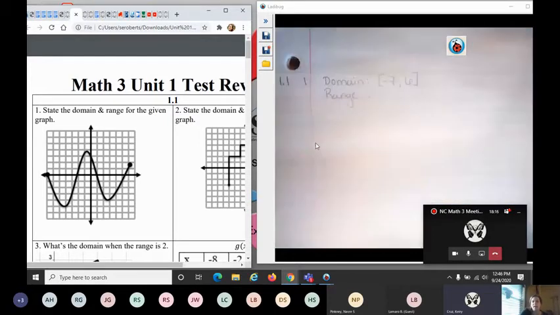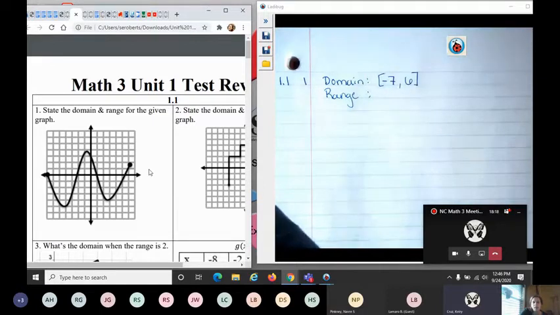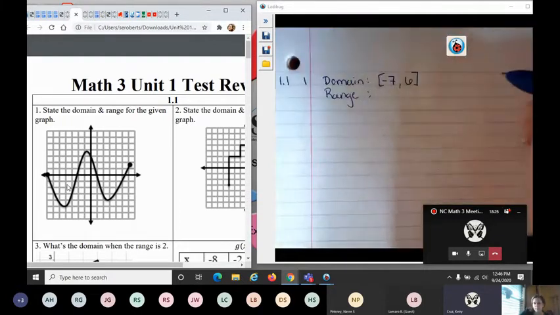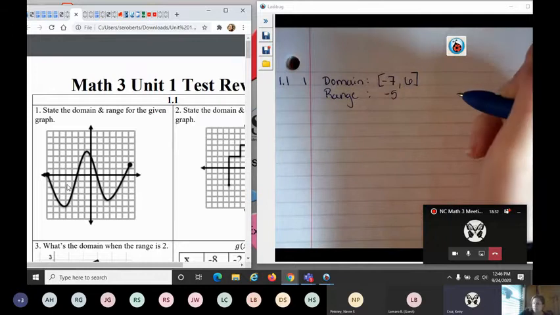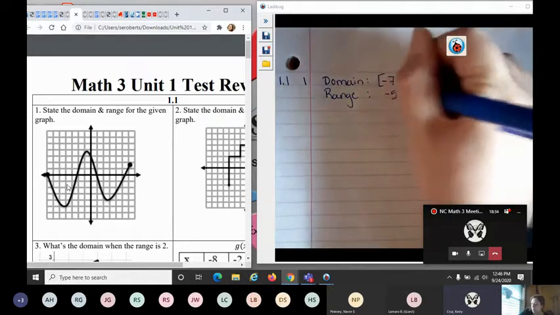And that's because, why did I use the square brackets? Because it's a closed circle. Yeah, I have closed circles on either side. Now, how about the range? The range is going to be -5 and 4. Yes, good. -5 to 4.